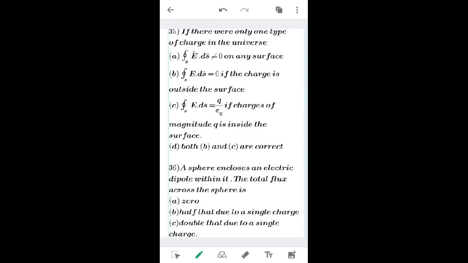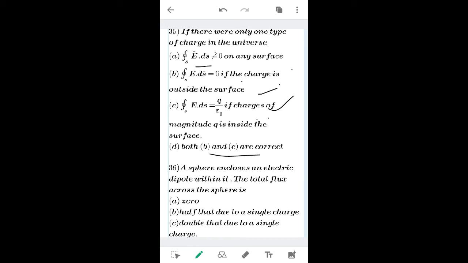Then the 35th question: if there were only one type of charge in the universe, then closed surface E dot ds is not equal to 0 on any surface. E dot ds equals 0 if the charge is outside the surface, and closed surface E dot ds equals q by epsilon naught if the charge of magnitude q is inside the surface. So I think B and C are the same. So not equal to 0 will not be. So therefore B and C are the correct options.